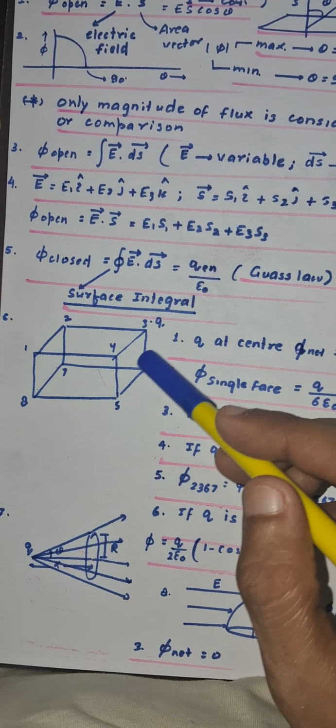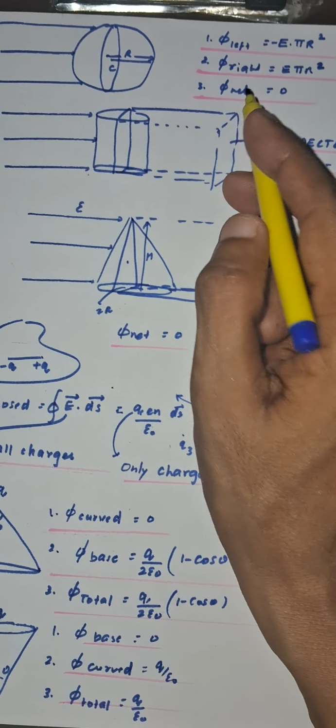We have another interesting case: there is a sphere of radius r and the electric field is like this. So flux through the left surface is minus E into pi r square. Flux through the right is also the same, and net flux is 0.